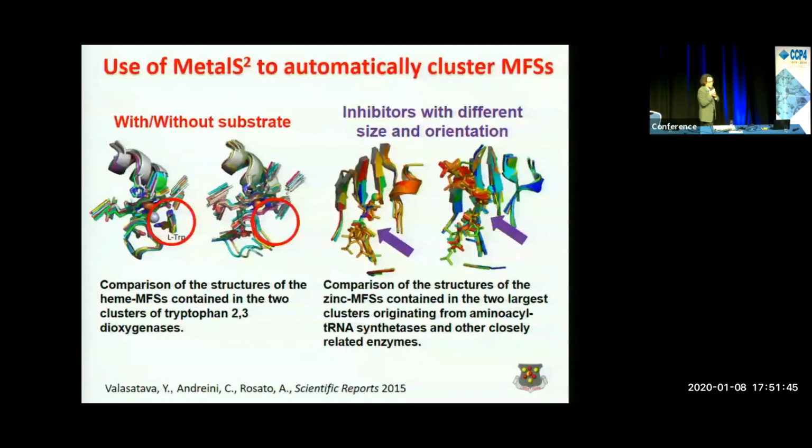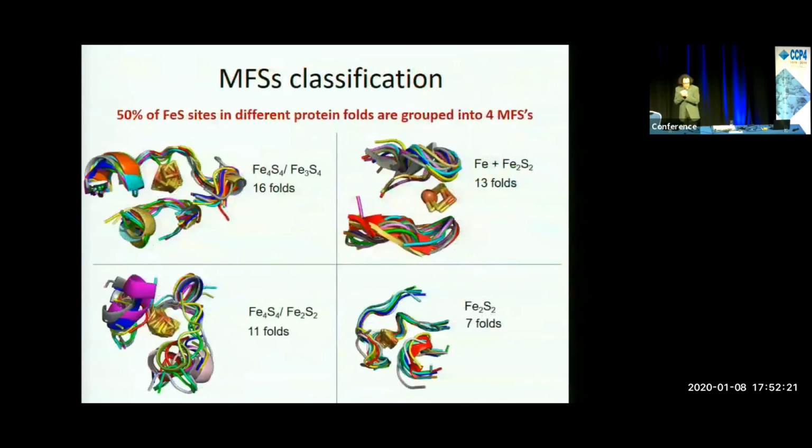So a couple of applications. For example, you can automatically cluster sites. This is done within the same families, where we can actually identify different subfamilies, let's say, at the structural level, by looking, for example, whether you have a substrate in the site or not, or whether you have inhibitors of different size with different binding modes. These are very straightforwardly clustered based on this analysis of just the local sites.